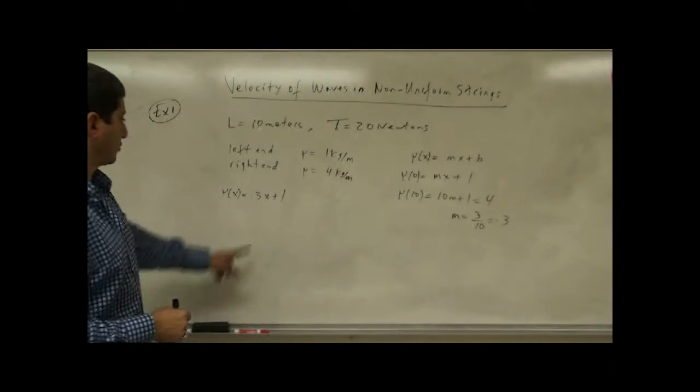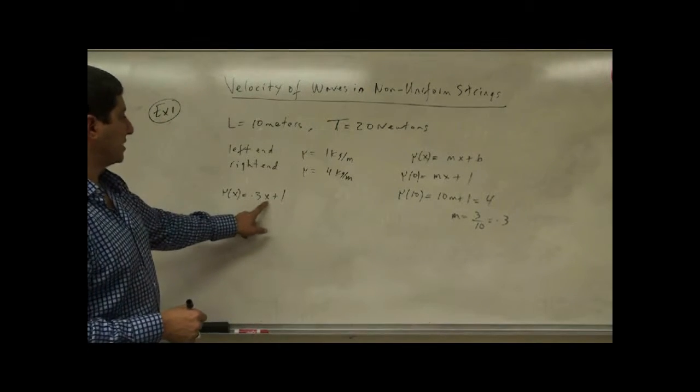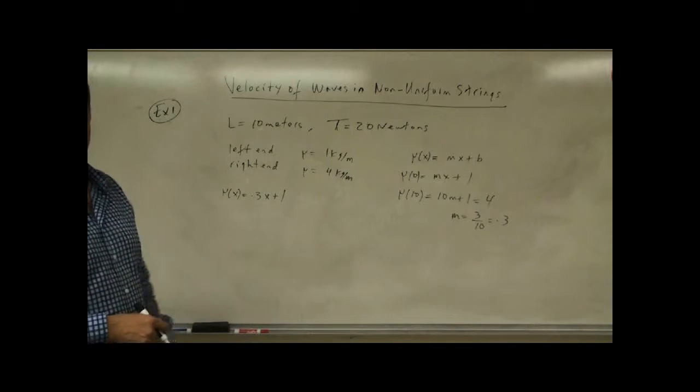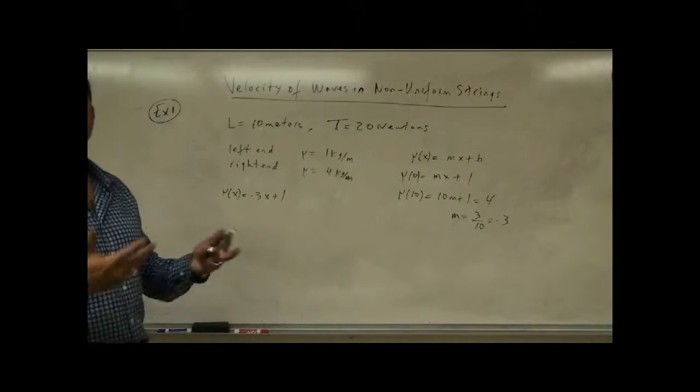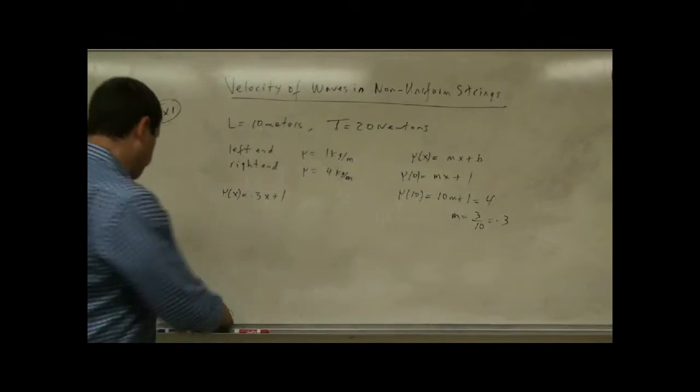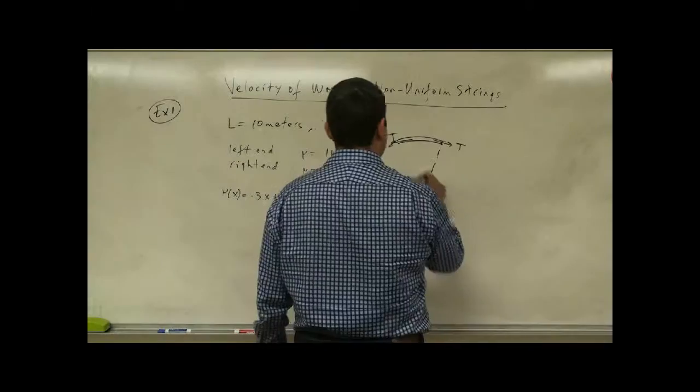Let's see if that works. When I put 0 here, I should get 1. And when I put here 10, I should get 3 plus 1, which is 4. Right? So what is its velocity going to be, and how long is a wave going to take to travel across that string?